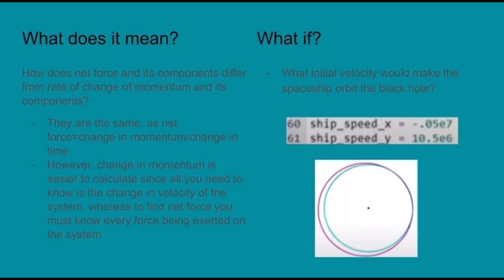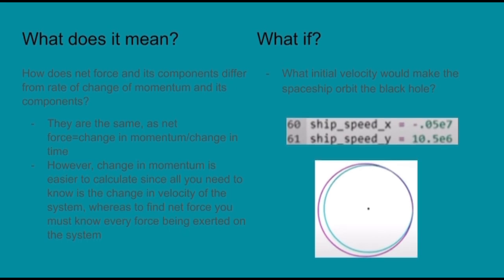Next, what does it mean? How does net force and its components differ from rate of change of momentum and its components? So mathematically, these two are the same, as net force is equal to change in momentum divided by change in time. However, change in momentum is much easier to calculate, since all you need to know is the change in velocity of the system, whereas to find net force, you must know every force being exerted on it.